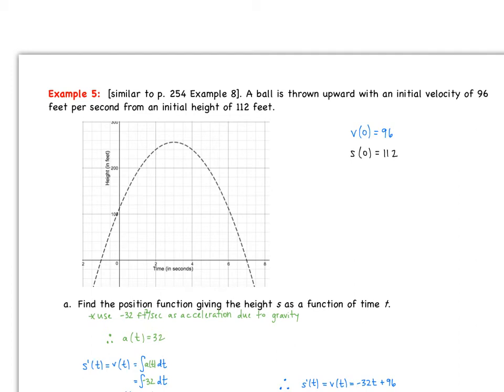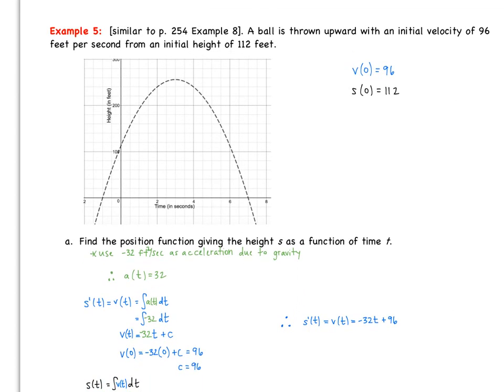Before we can begin, I want you to use negative 32 feet per second squared as the acceleration due to gravity. You might have to use this in one of the book problems later. They just assume that we know this. So we're going to let a of t equal negative 32. In order to get to s of t, we need to do some integration.